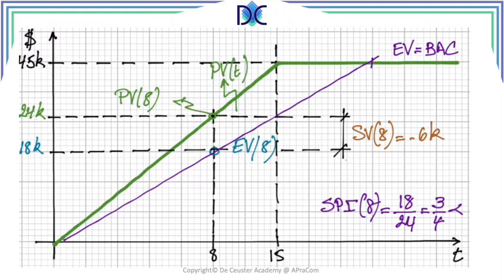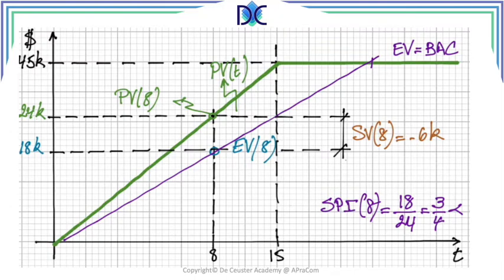Now here we have a small problem when we look at the schedule variance at the end of this project. When we use the classical definition of schedule variance, we will see that at completion, the schedule variance is equal to 0, which would mean that we finish the project on time.